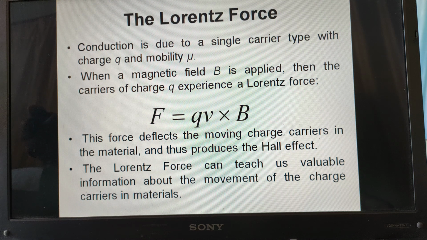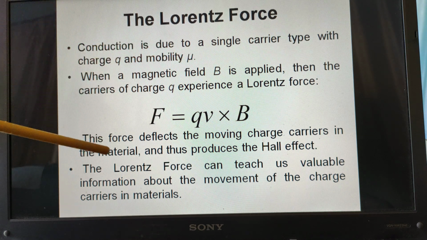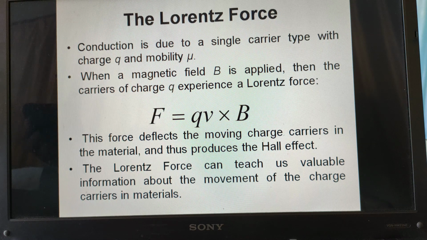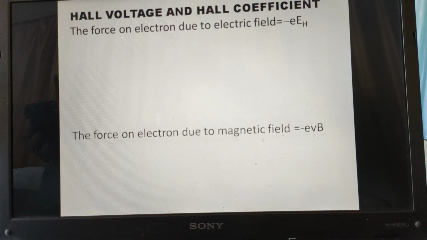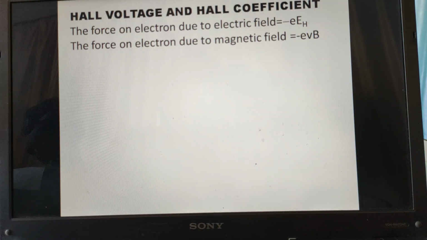So finally sin theta becomes 90 degrees, so sin theta becomes 1. So finally it becomes only QVB. Here mu is the mobility, B is the magnetic field intensity, and this force is given by QVB. So if we want to calculate the Hall voltage and Hall coefficient, there are two forces.